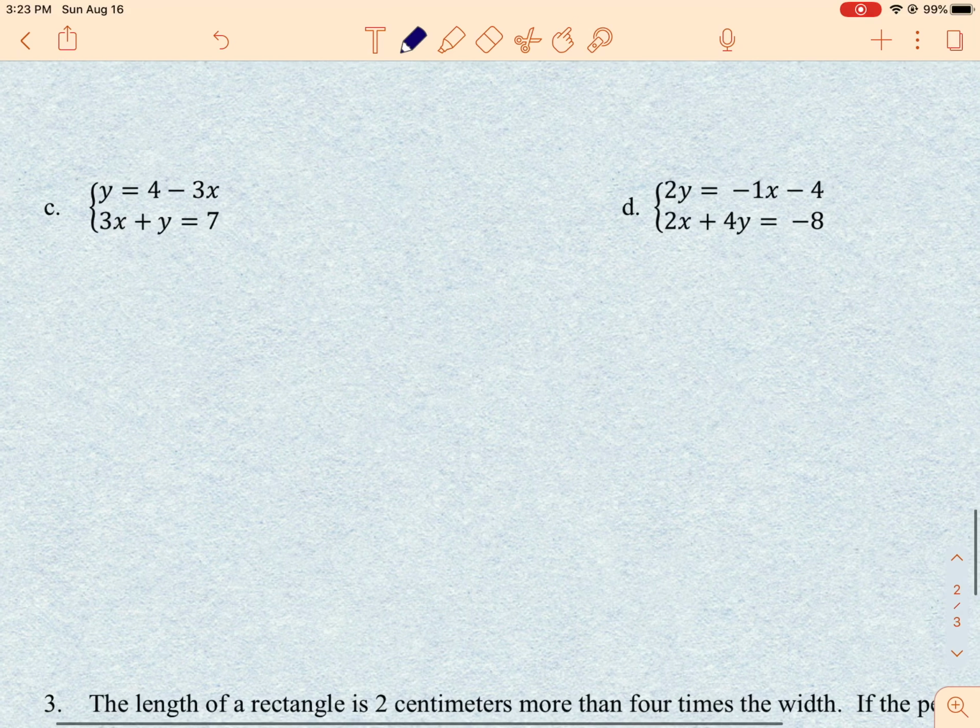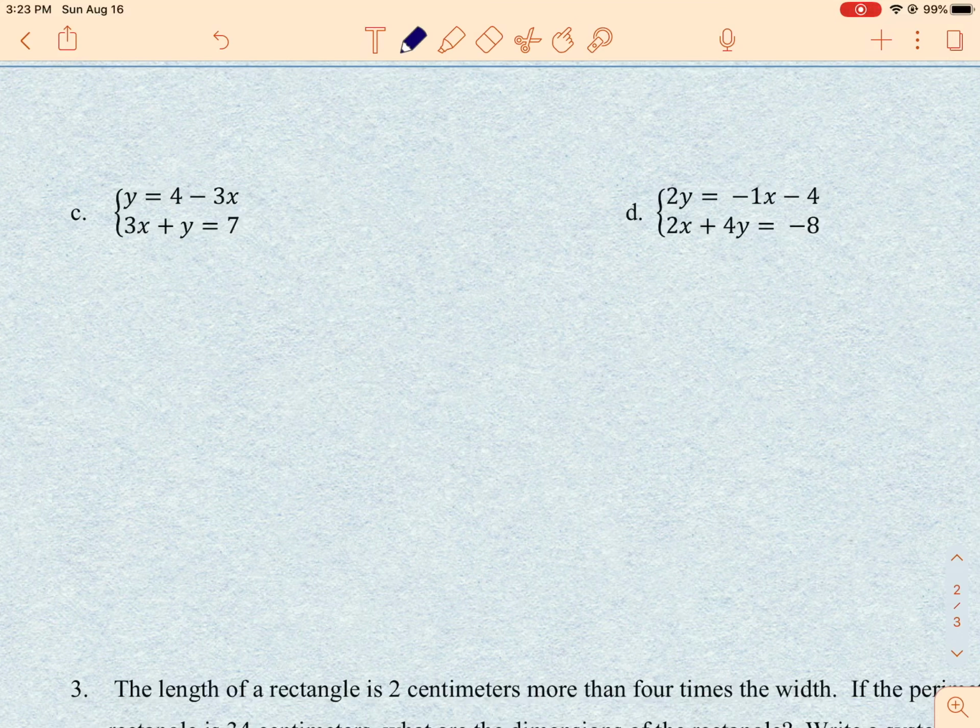Going to have you pause the video, solve C and D, solve them by any algebraic way that you want. I'm going to post the answer in just a second, so make sure you do pause it. Check your answer. You can always chime back into Zoom if you have a question on any of these, but solve these two and then we'll move on.